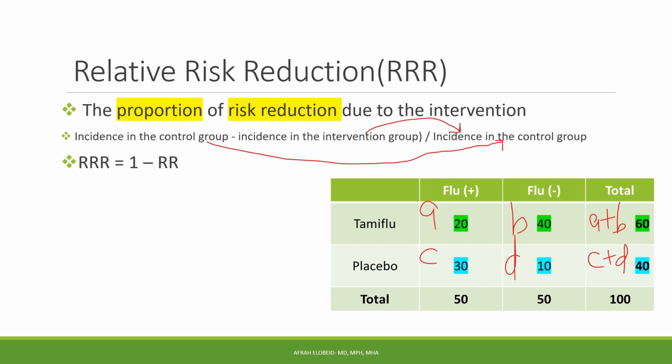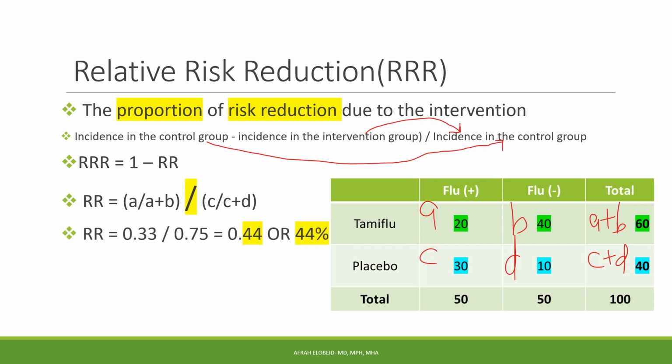So instead of going through all of this equation, we can simply say that the relative risk reduction equals 1 minus the relative risk. And we know how to calculate the relative risk. This way, it's easier and simpler. So the relative risk equals A over A plus B divided by C over C plus D. We have the numbers here.